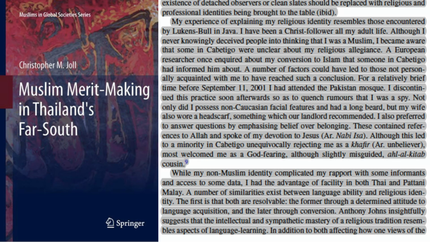While my non-Muslim identity complicated my rapport with some informants, I had the advantages of being able to speak both Thai and Malay. And I comment here on a number of similarities between language and religion. Those who are familiar with more than one religious tradition and who have learnt more than one language are able to understand how, and we'll go out of full screen now, these people are able to understand the importance of hardwired patterns of understanding.